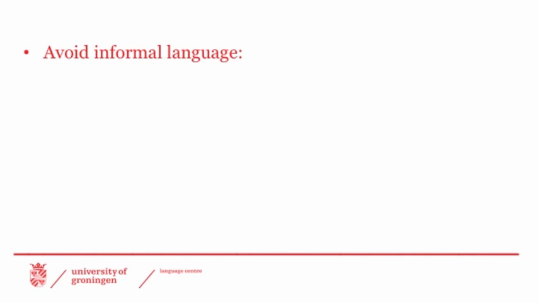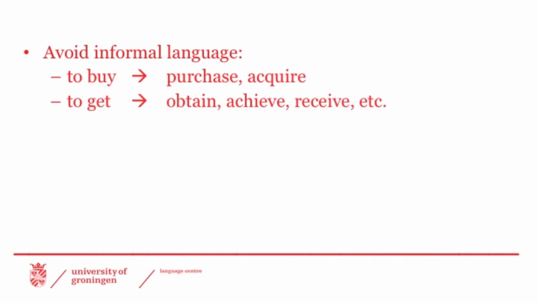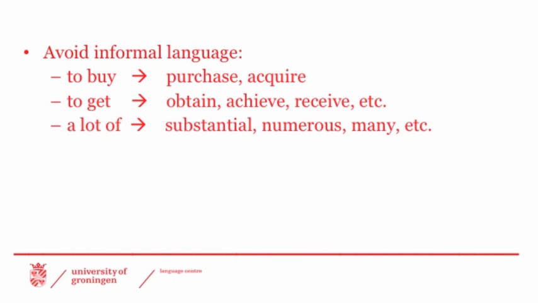Once again, context is important to know which academic synonym would be best to use. But some examples for these usual suspects are purchase and acquire, for to buy, obtain, achieve, receive, to mention just a few, for to get. We see quite a lot of, which should be replaced with substantial, numerous, many, and so on.